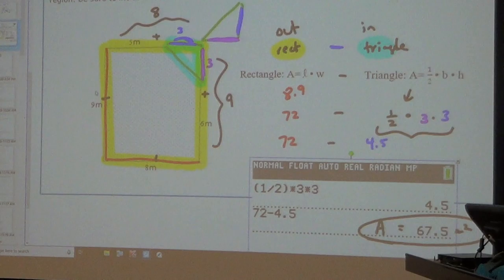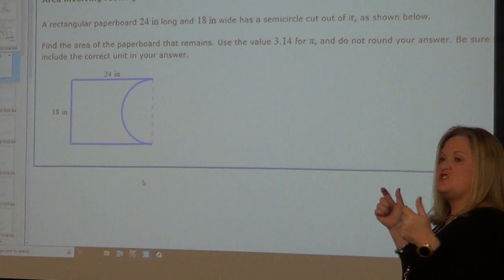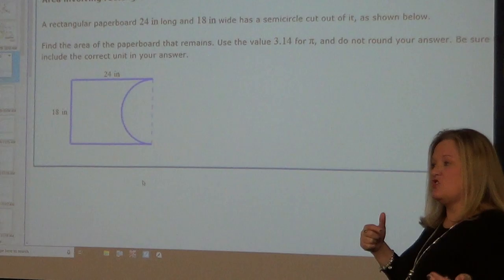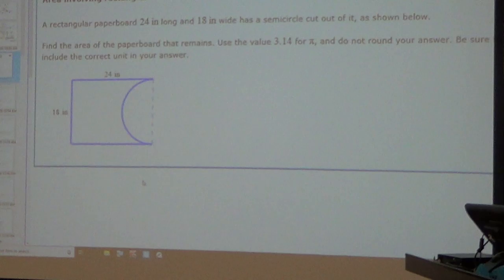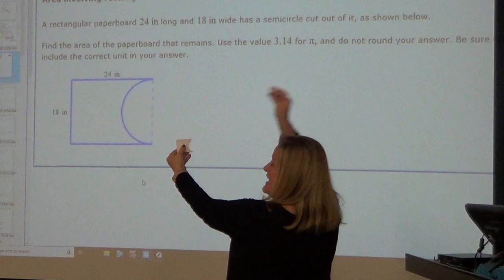All right, let's look at another one. Okay. Same concept, different shapes. What shapes do you see? A rectangle and a circle. Do you see a whole circle? No, we see half a circle. Am I adding the two shapes or am I subtracting the two shapes? I am subtracting. I started out with a rectangle, and I am cutting it out, or I am taking away half a circle.